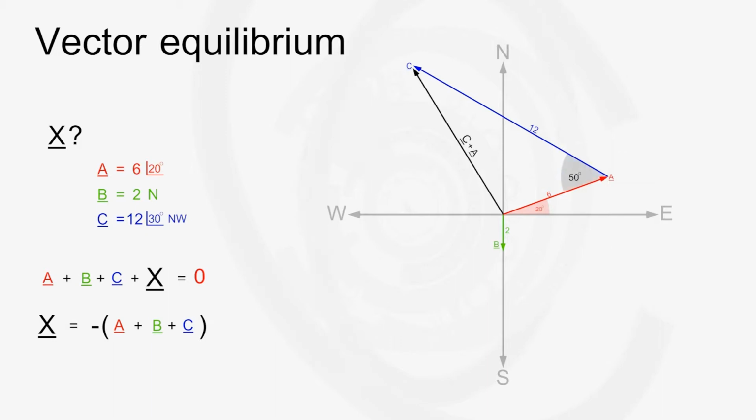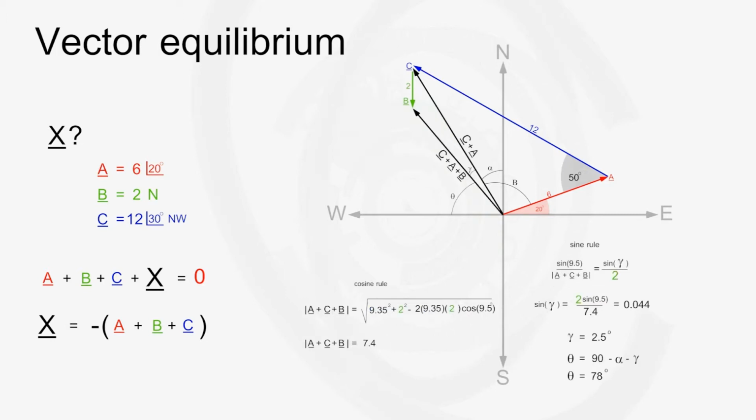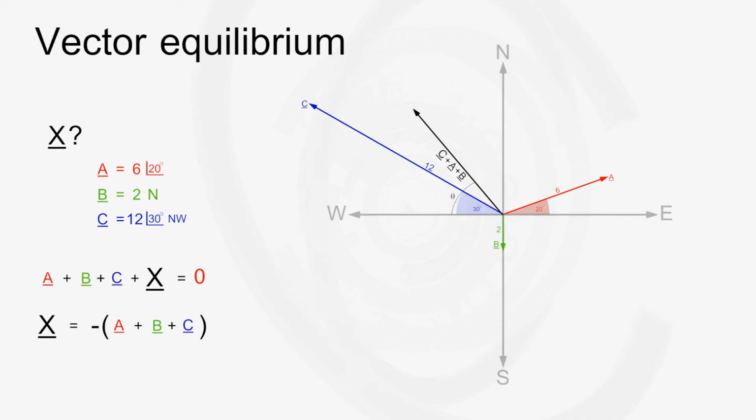We will start by adding the blue and red vectors by employing the cosine rule and sine rule, as we learned before. Now we proceed with adding the third vector following the same concepts and techniques we learned. Now we can see that the x vector is equal and opposite to the vector sum of the three vectors.